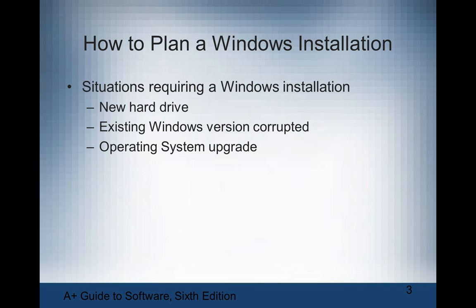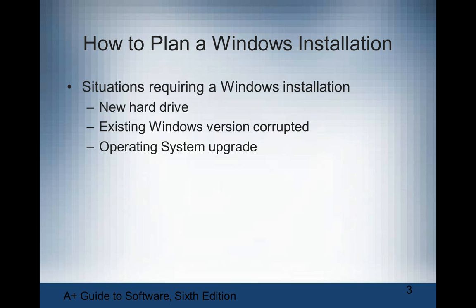When you have to reinstall: new hard drive, existing Windows is corrupt, operating system upgrade. Basically, it doesn't work anymore. It broke. One of the things that you shouldn't expect when you upgrade is this: if you're having a problem with a system, upgrading it is not going to fix the problem. It's just going to take the problem to the new installation.